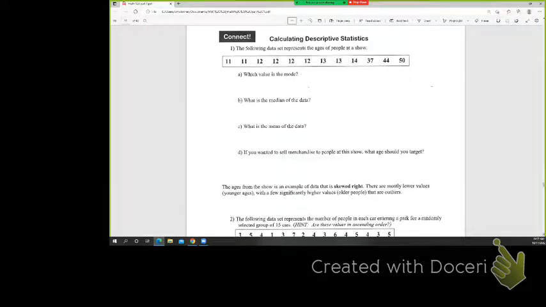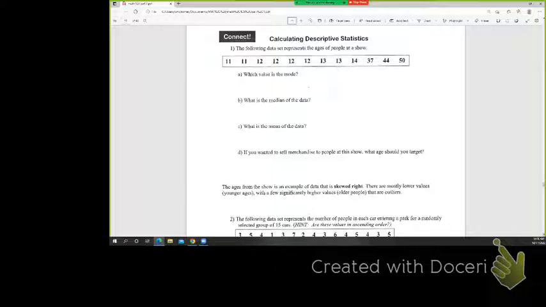So this is some show. We'll say, I don't know, maybe it was, I don't want to say Backstreet Boys. I don't know. It was something. Some boy band maybe. So this is at the show. These are the ages of the people at the show. We got a couple 11-year-olds, some 12-year-olds, 13-year-olds, 14, 37, 44, and 50.